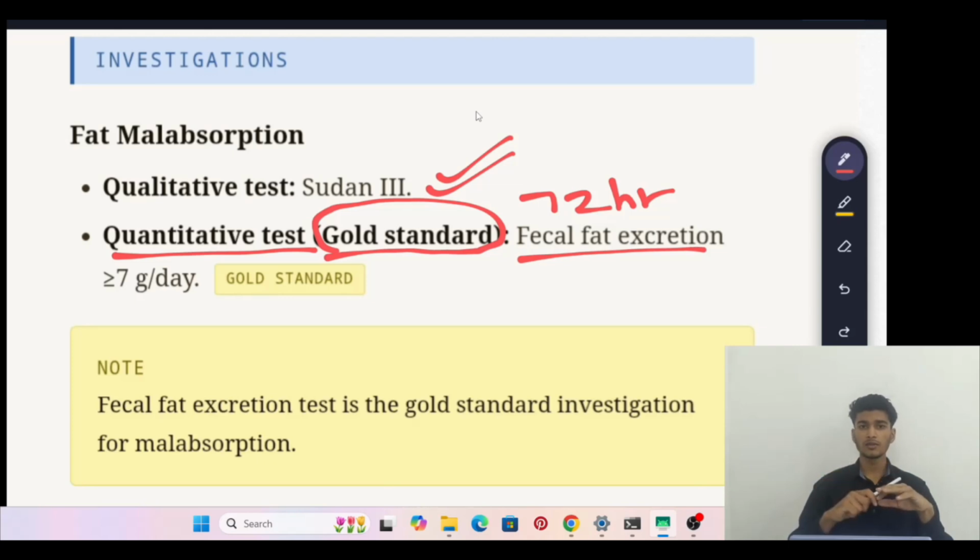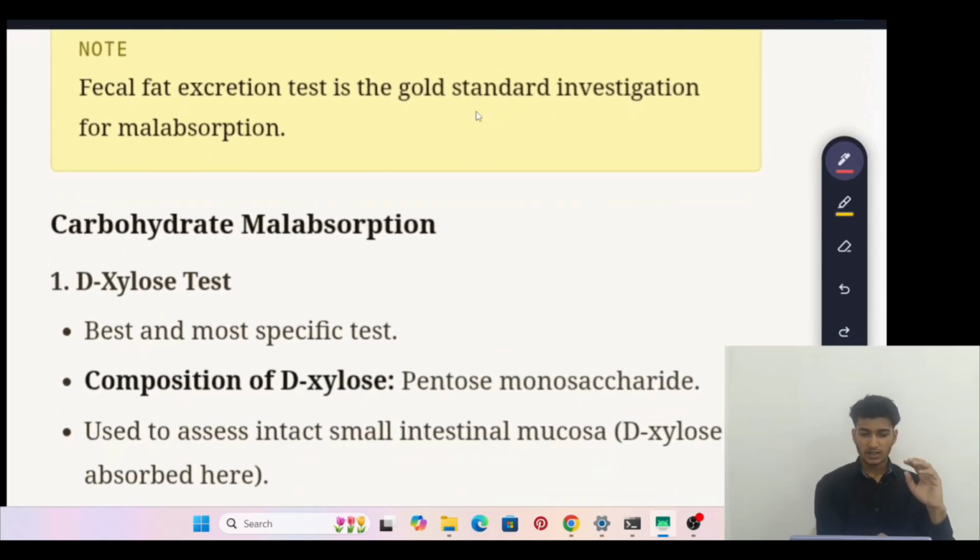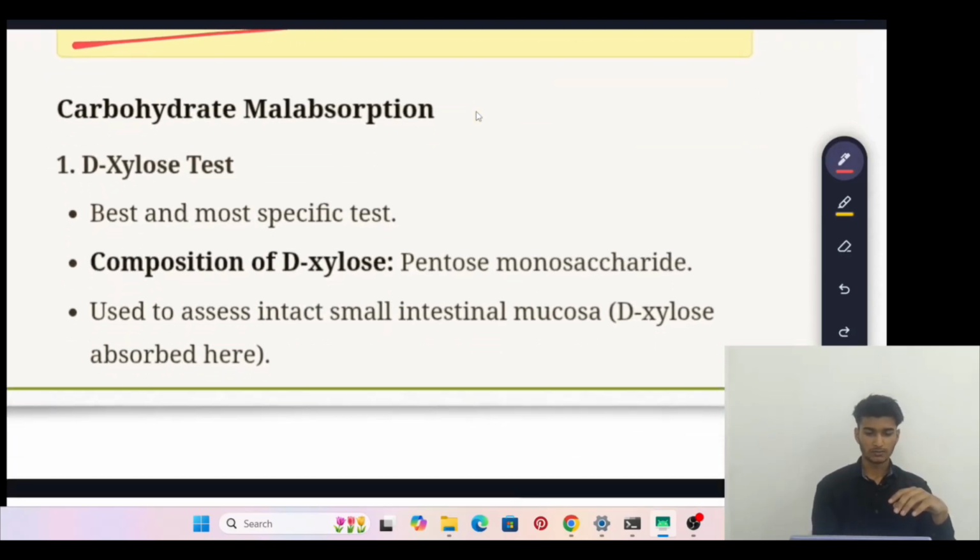In the stool sample, if there is fat more than 7 grams per day, we will tell that okay, the person is suffering with malabsorption of fat. If it is less than 7 gram per day, then the person is not suffering. The test is negative. Fecal fat excretion test is the gold standard investigation for malabsorption, as I have told there.